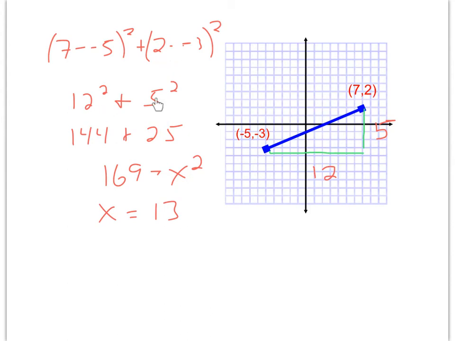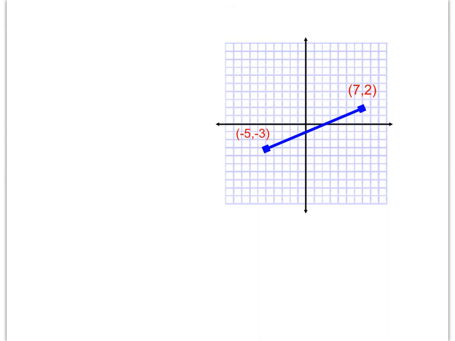So I have 12 squared plus 5 squared. 12 squared is 144. 5 squared is 25. 144 plus 25 is 169. That of course equals, let me get an equal sign in there, x squared. So x equals the square root of 169, which is 13. Okay, go ahead and find the midpoint.